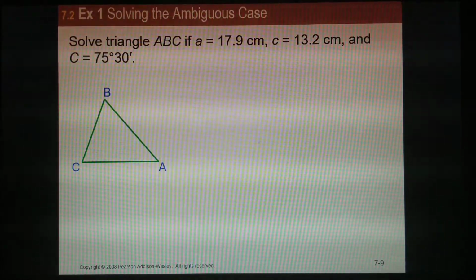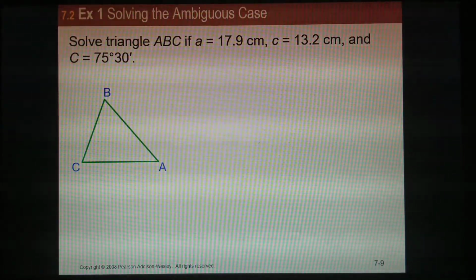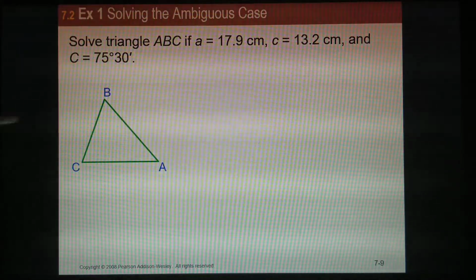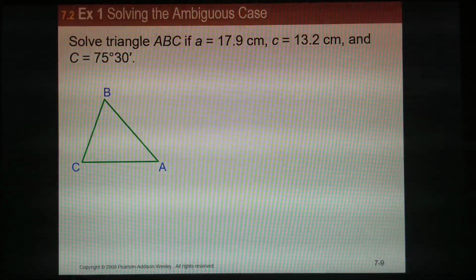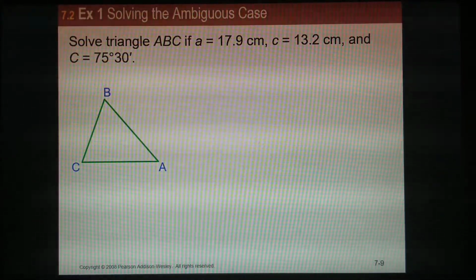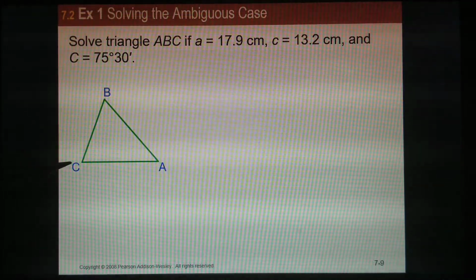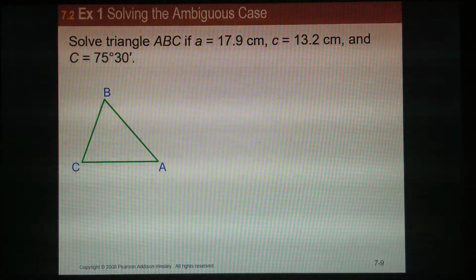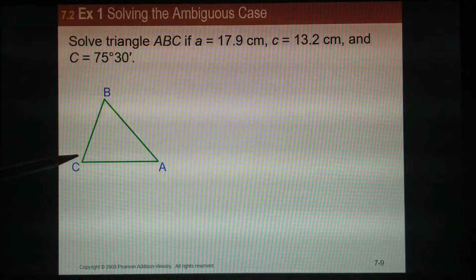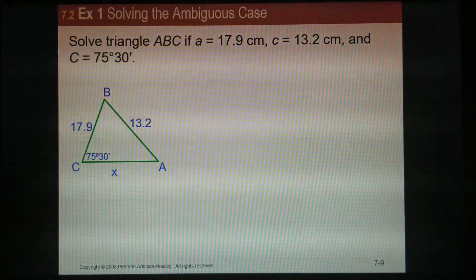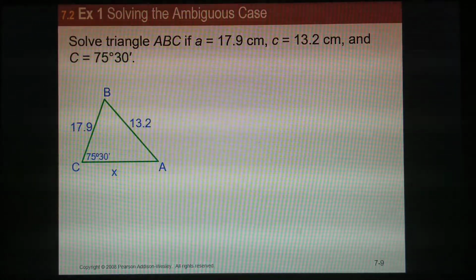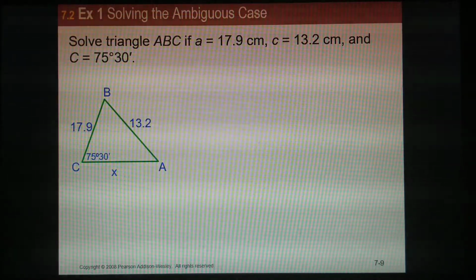So this first one is telling me to solve for triangle ABC if side A, that means the side opposite from angle A, is 17.9 centimeters. Side C, so that means opposite from angle C, would be 13.2 centimeters. And angle C here is 75 degrees and 30 minutes. To solve the triangle, that means we need to find all the missing sides and the missing angles.